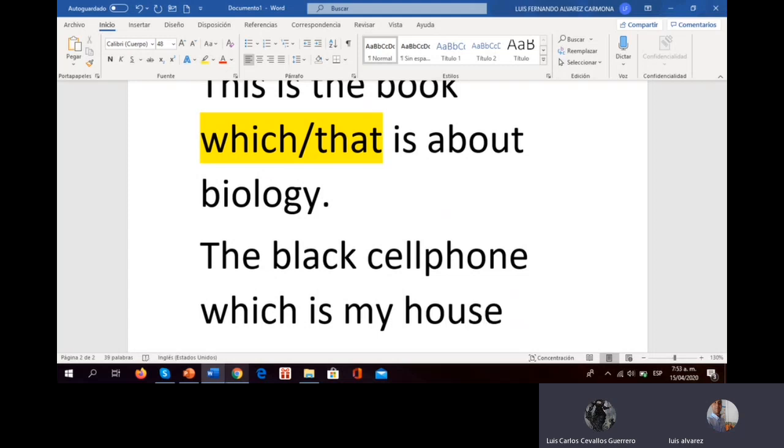Is my house. Yes. But we need to use a complement. The black cell phone which is in my house, you need to say something extra, something else. The black cell phone which is in my house is what?